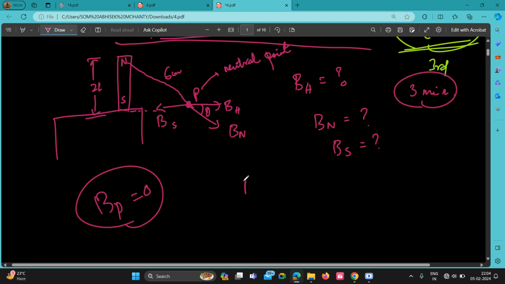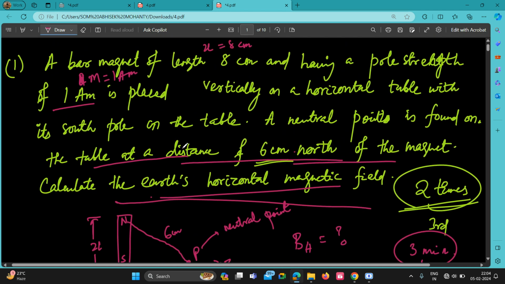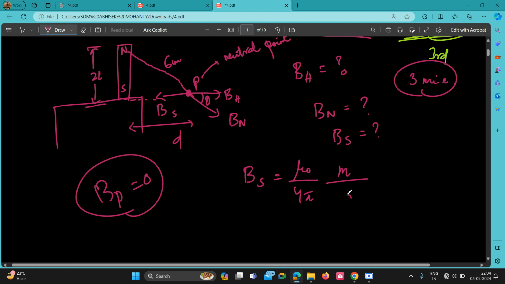Okay. First tell me what is BS at point P. BS is mu naught by 4 pi, pole strength of the magnet is M, so M by what is the distance? This distance is D. It's not given, I'm just writing. It's D. So mu naught by 4 pi M by D square. This is BS. And this is along which direction? This is towards left. This is along PS direction. P to S.